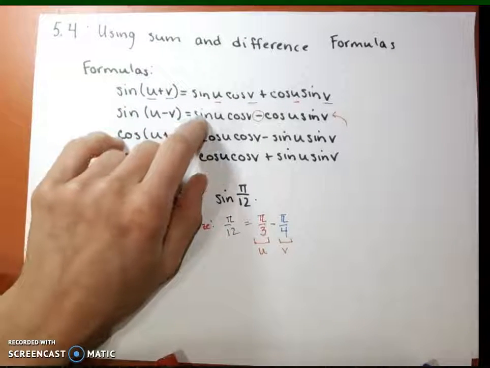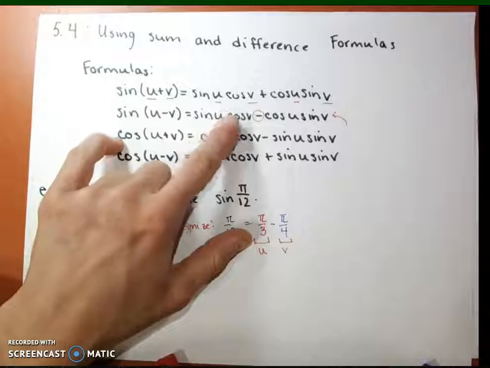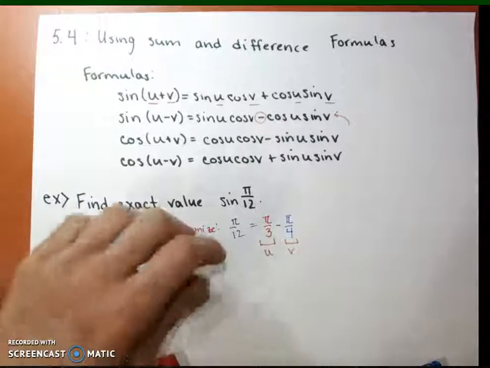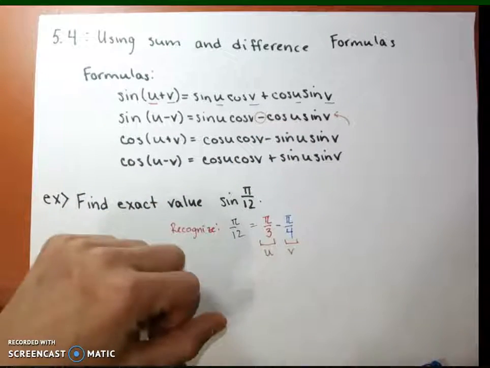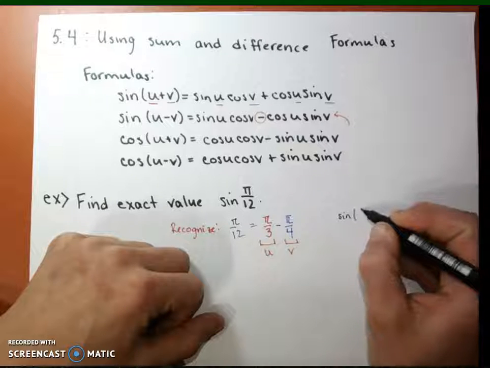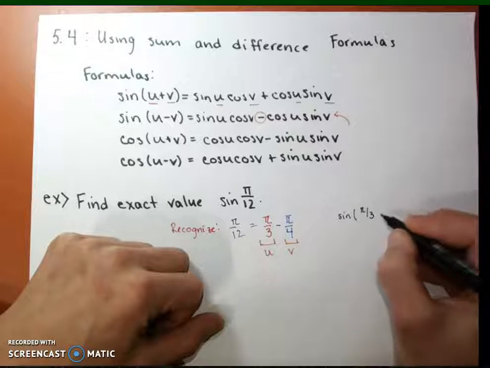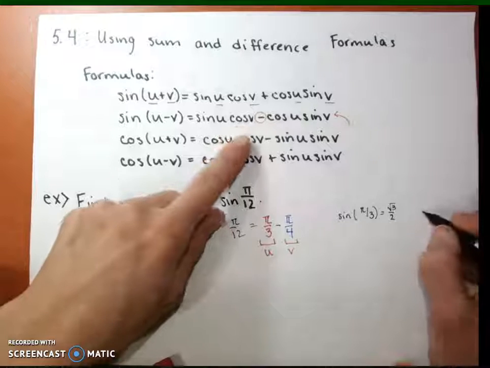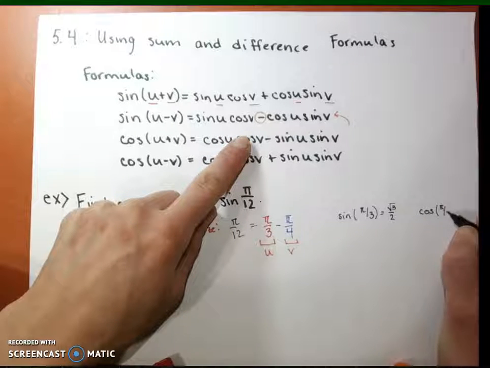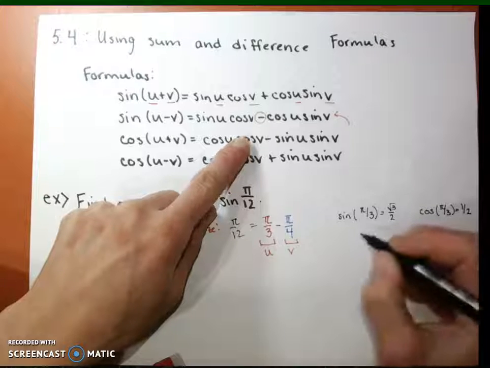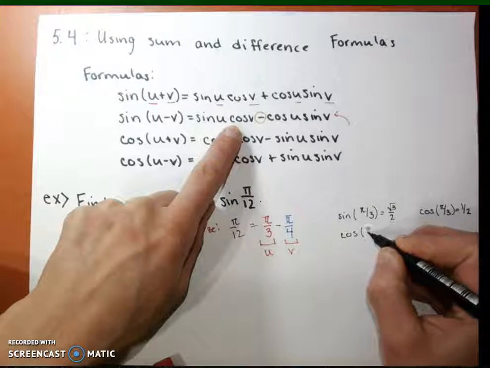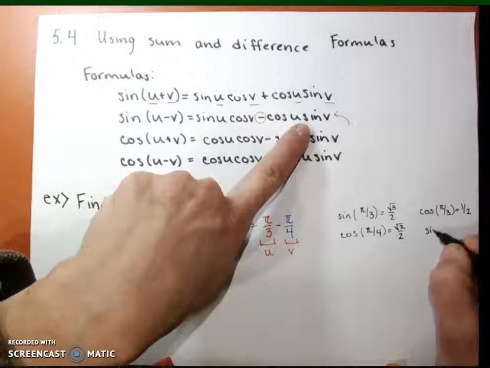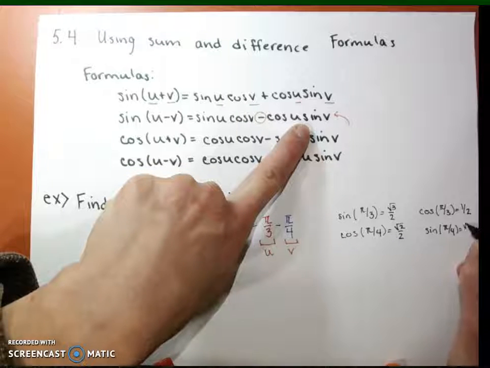Now, in order to use this formula, I need to know sine of U, so I need to know sine of pi over 3, cosine of V, so I need to know cosine of pi over 4, cosine of U, and sine of V. So let's write down what each of those things are. So we have sine of pi over 3, which we know is square root 3 over 2. And we're also going to need cosine of pi over 3, which we know is 1/2. And then we'll need cosine of pi over 4, which we know is square root 2 over 2, and sine of pi over 4, which is also square root 2 over 2.